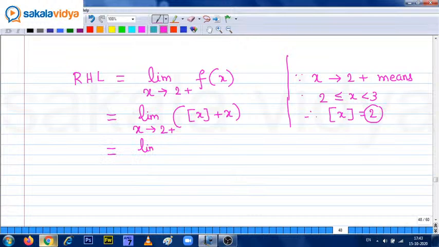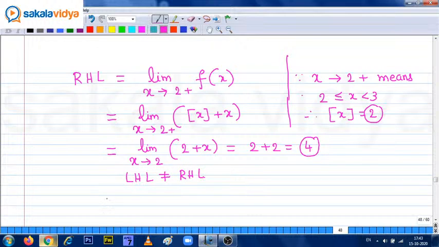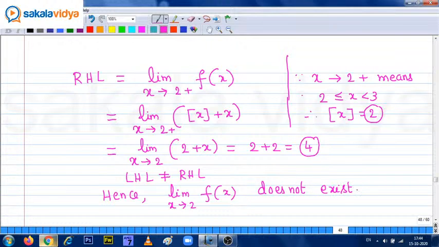So limit x tends to 2, this is 2 plus x. 2 plus x is a polynomial function. Directly we can substitute the limit. 2 plus 2 is equal to 4. So right hand limit and left hand limit are not the same. So LHL is not equal to RHL. Hence limit x tends to 2 of f of x does not exist.